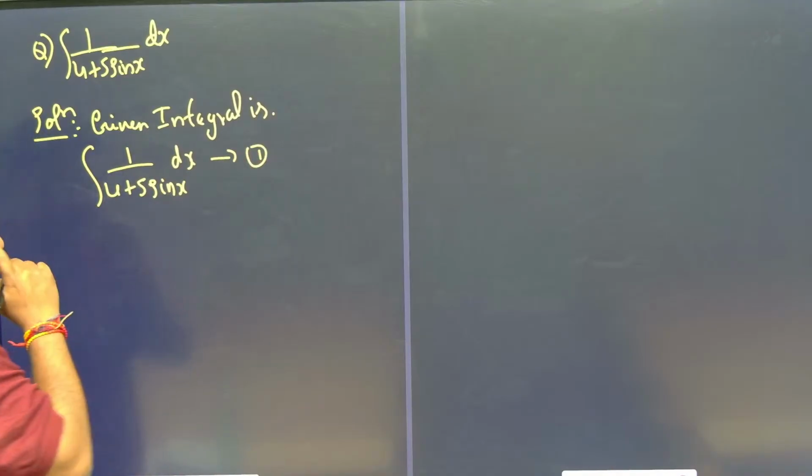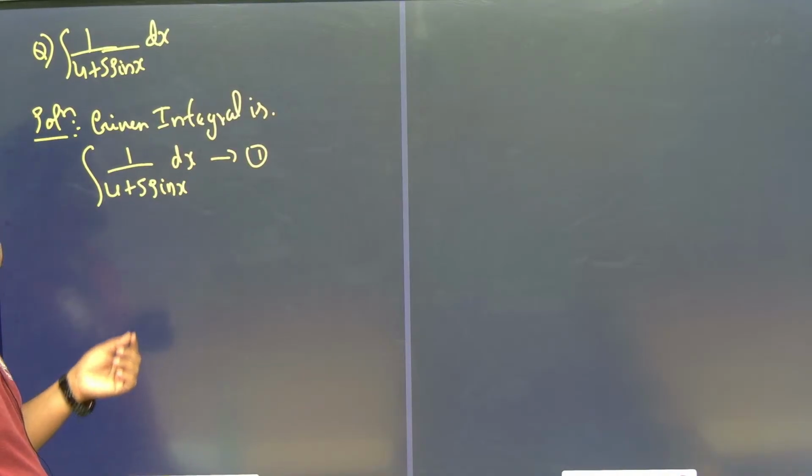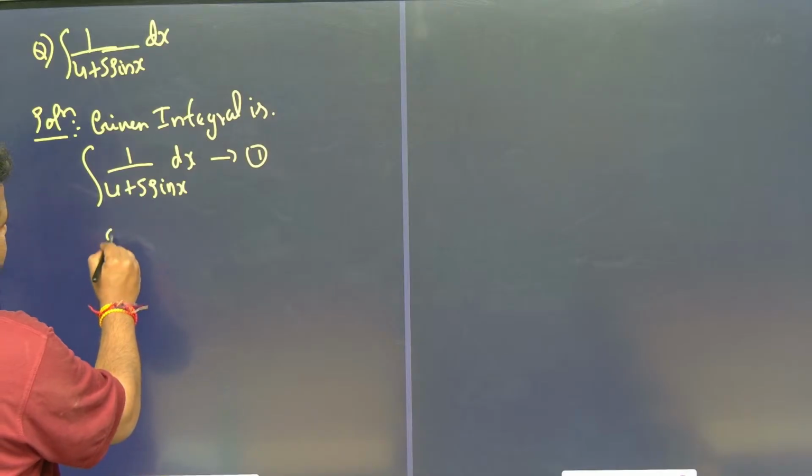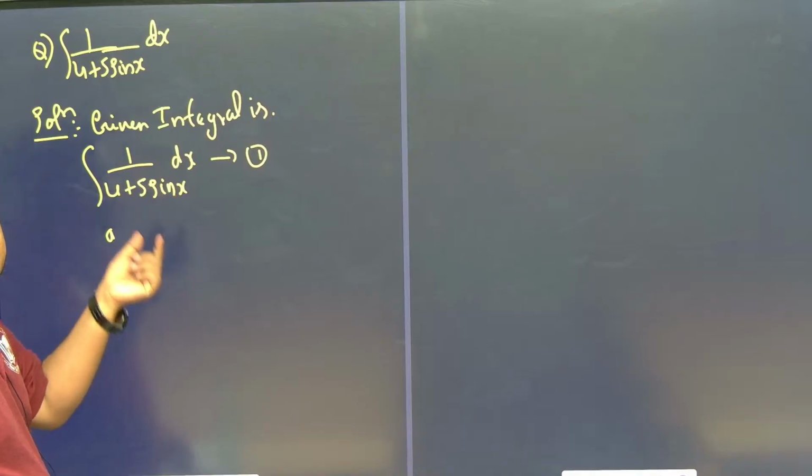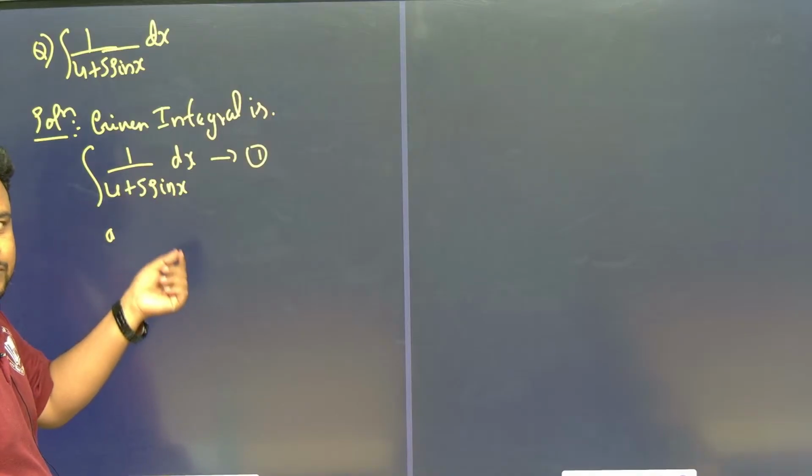Now put, you have to see, this is of the form a sin x plus b cos x, similar to that. So what we will do here: if it is a single angle, normal angle sin x, then we will put t equal to tan x by 2. If it is a double angle, we will put t equal to tan x.